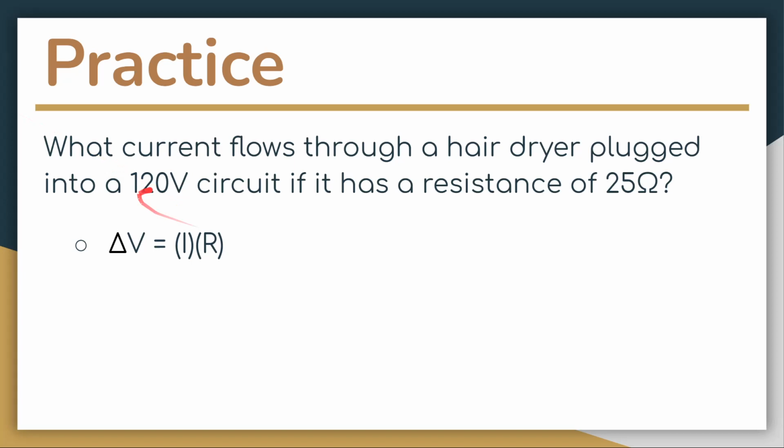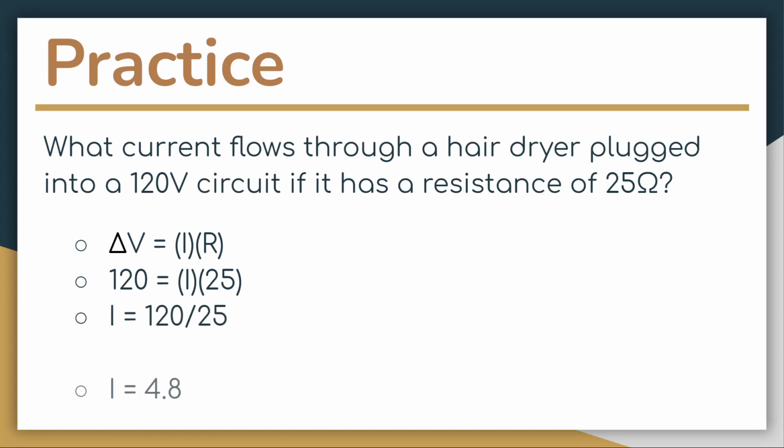I know that this is my voltage, 120 volts, so I'm going to plug that in here. I know this is my resistance because it says resistance of. If it hadn't said that, I would still know it was resistance because of the unit. But I have that plugged in for R, and I'm going to solve for I. In order for me to solve for current, I need to isolate that variable, which means I need to divide both sides by 25. And so 120 divided by 25 gives me a current of 4.8.